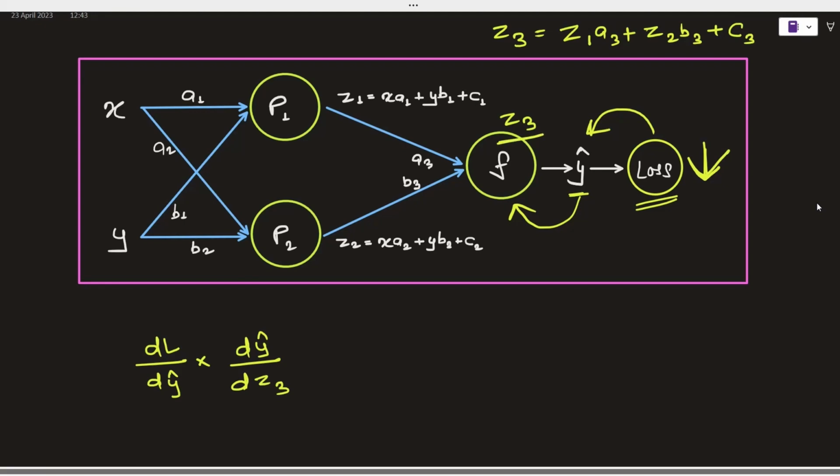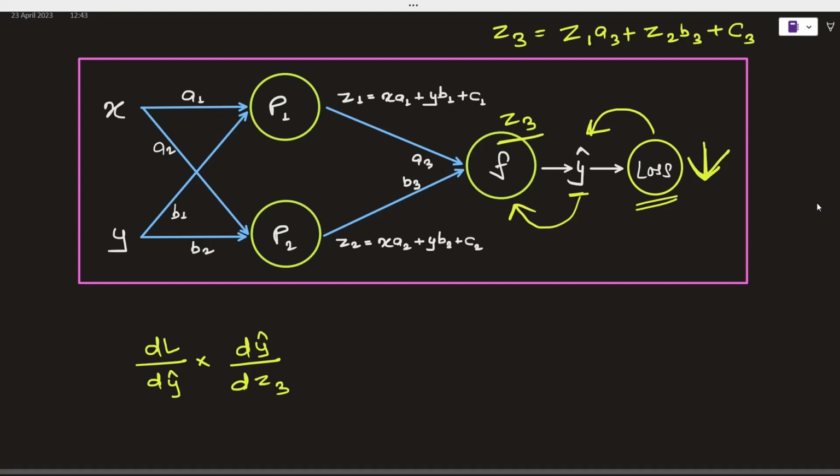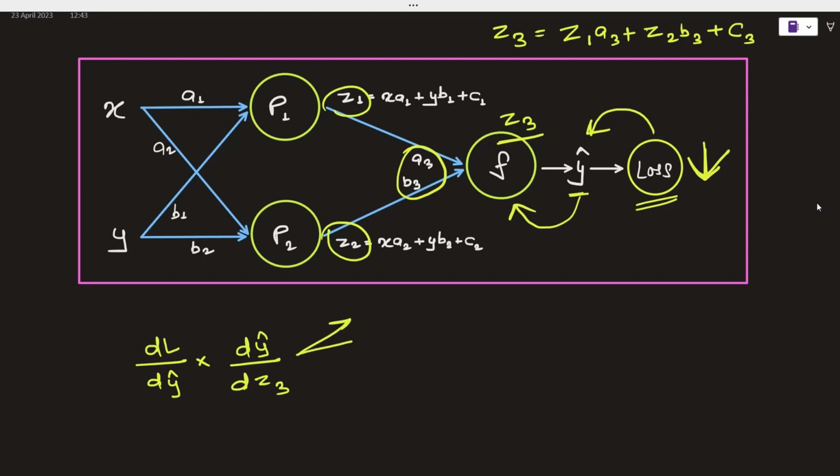Where exactly is it dependent? So it is dependent on four factors: first, these two coefficient values, and then these two input values. So it is going to have four dependent factors. I'm going to write them down over here.